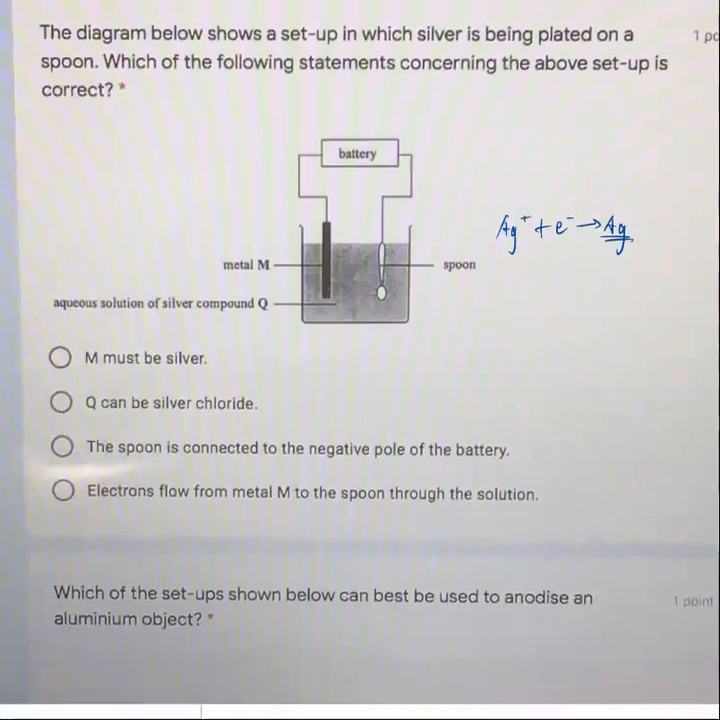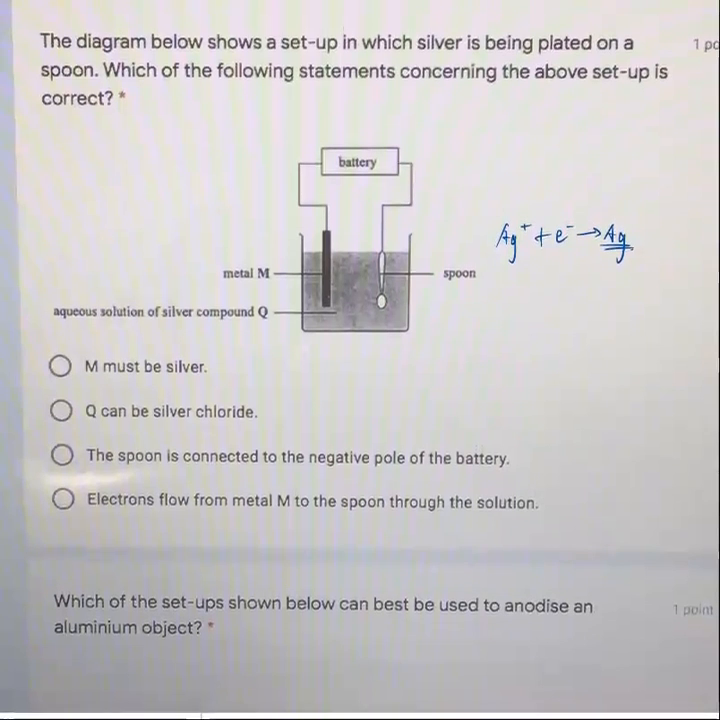Electrons flow from metal M to the spoon through the solution. Here we know silver ions will gain the electrons, so electrons come in at this part, and they will be lost at the other side. So yes, electrons will flow from M to the spoon, but not through the solution, but through the external circuit.